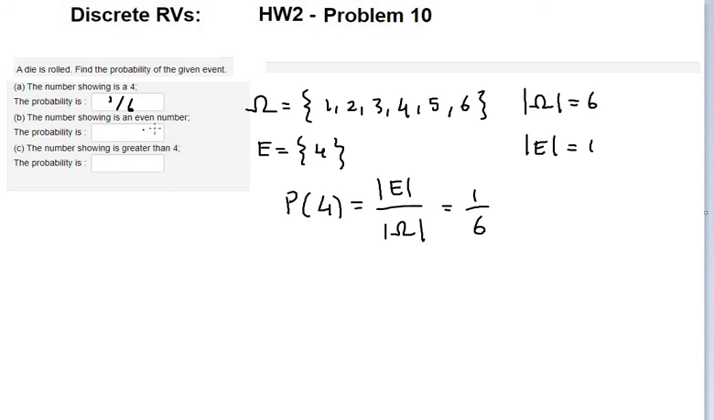The number showing is an even number. Even numbers are 2, 4, and 6. So we have 3 such numbers. 3 over 6 will be 1/2. The number showing is greater than 4 is only 5 and 6, which is a size 2 event, 2 over 6, which is 1/3.